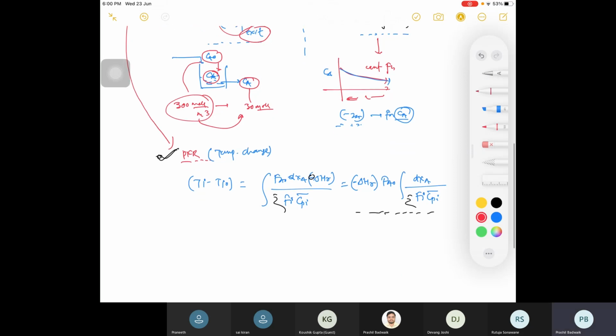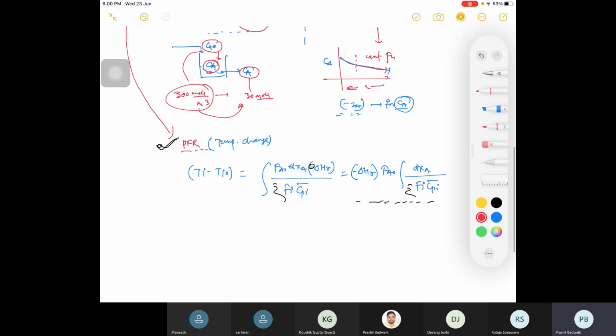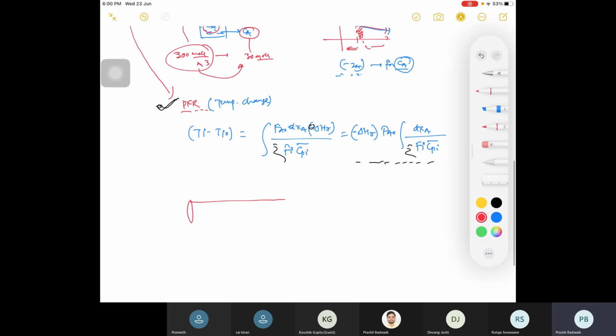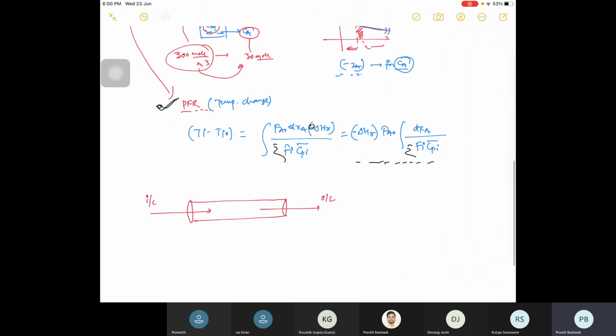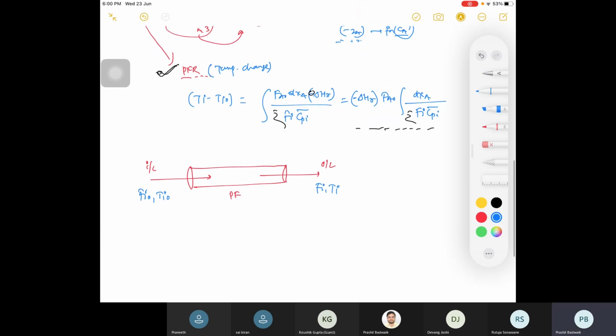So in PFR we are assuming the concentration is changing continuously. So we are finding out a small strip where your concentration change is very negligible, and that is your dCA. Concentration change is your dCA. So this is your PFR, this is your inlet, and this is your outlet. Now Fi naught and Ti naught are your inlet, and Fi and Ti are your outlet, as we did in CSTR.